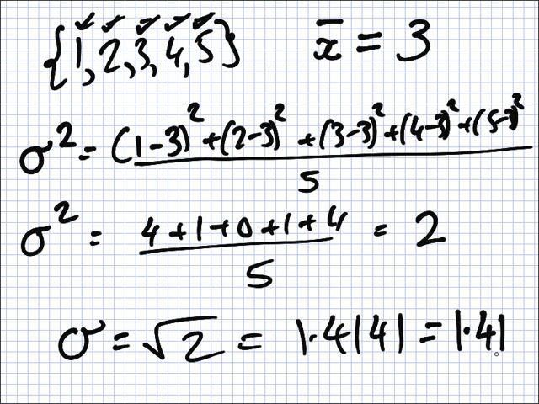Now, the sigma here is called standard deviation. And does anyone know what sigma squared is called? It actually has a name. It's called the variance. And this is the standard deviation. We won't be concerned about variance just yet. I just care about standard deviation for the moment.